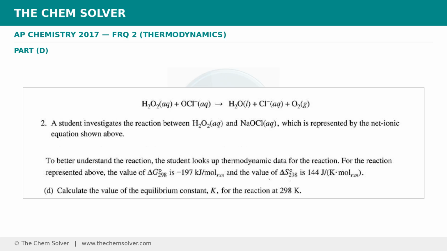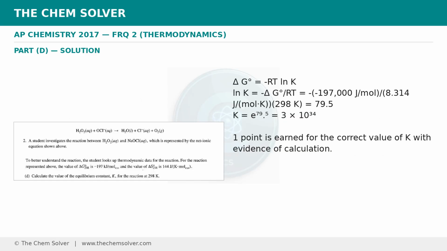D. Calculate the value of the equilibrium constant, K, for the reaction at 298 Kelvin. ΔG° equals −RT ln K. ln K equals −ΔG° over RT equals 197,000 joules per mole over 8.314 J per mole·K times 298 Kelvin equals 79.5. K equals e to the power 79.5, which is equal to 3 times 10 to the power 34. 1 point is earned for the correct value of K with evidence of calculation.